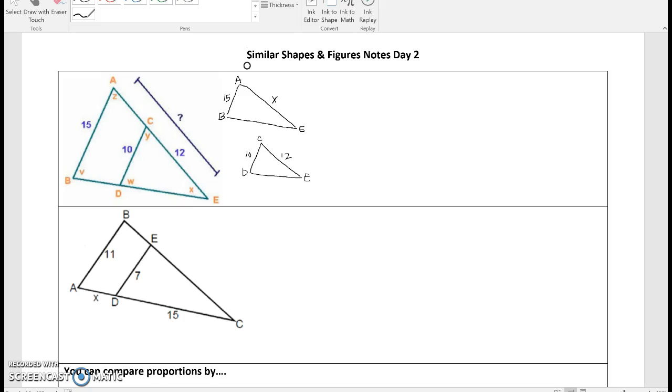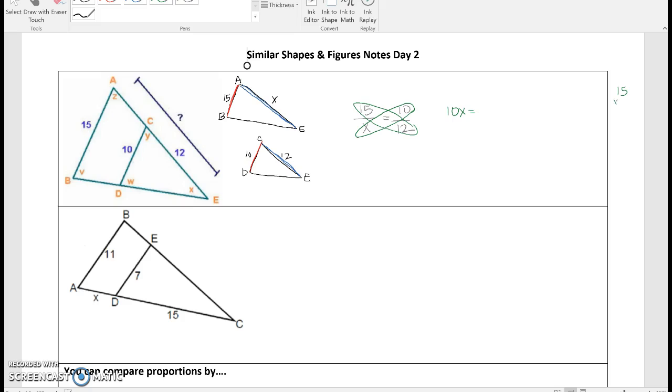Okay, so now when I break it apart like this, it's much more manageable, and we can identify our corresponding sides, right? So AB corresponds to CD. And then we have AE corresponds to CE. Okay, so we're going to go ahead and set up our proportion. I'm going to do it as the shape first. So 15 over x equals 10 over 12. So now I can go ahead and do my cross product and solve. So 10x equals 12 times 15.